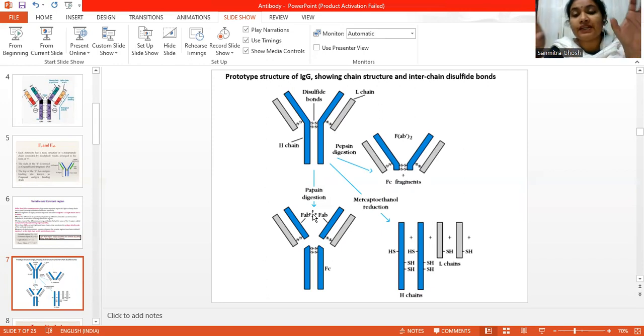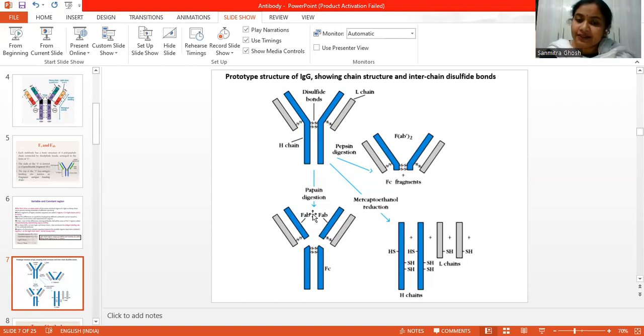So from this experimental setup with different types of experimental strategies, either by treatment with a chemical or by treatment with 2 different proteases, we got the idea that the antibody is made up of 4 polypeptide chains. 2 of them are identical and larger in size, so they are the heavy chains, and 2 polypeptide chains are lighter or smaller in size, and they are the light chains.